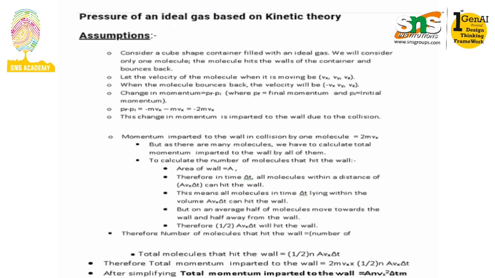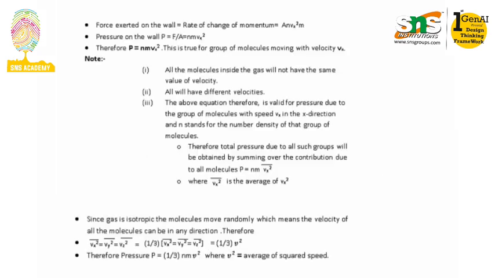Therefore the total momentum imparted will be 2m Vx into 1 by 2 n A Vx delta T. After simplifying, the total momentum will be equal to A n m Vx square delta T. So the force exerted on the wall is equal to the rate of change of momentum, and these things have to be noted down. Additionally, the pressure on the wall will be equal to F by A. So we are calculating pressure here, and totally it will be P is equal to n m Vx square. This is true for a group of molecules moving with velocity Vx. You have to definitely note these points.